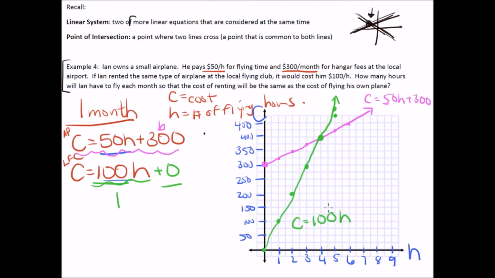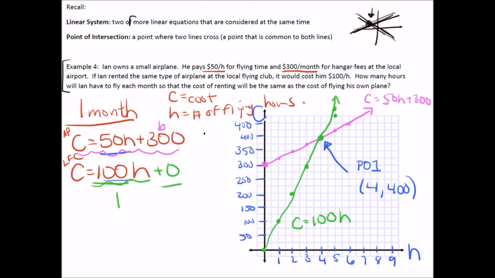This one's going to be C equals 100H. So what we're looking for here is how many hours Ian will have to fly each month so that the cost of renting will be the same. Well, right here at this point of intersection, the cost is going to be $400, and the number of hours is going to be 4. So the point of intersection is 4, 400. And you can write, therefore, at 4 hours, the cost will be the same at $400.